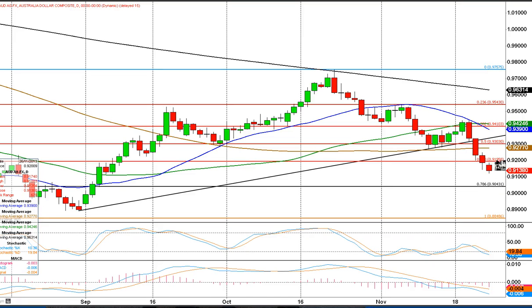Above 92.00, I'd be slightly more positive, and that might get us as high as the 100-day moving average at 92.77, but beyond there I'd be surprised to see anything at this stage.